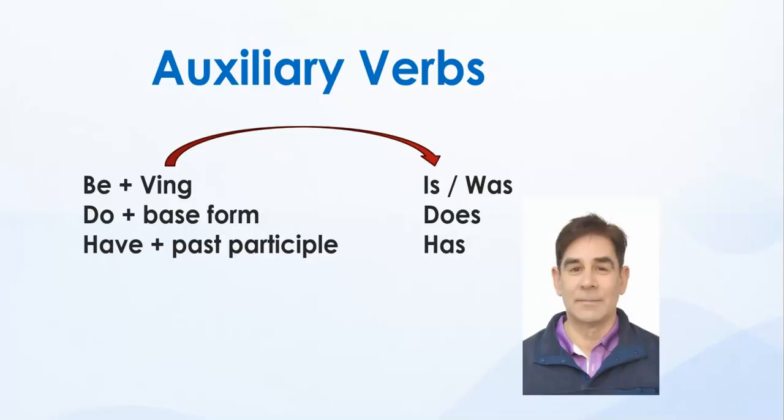Do plus the base form. Does is the S form, and it is used before the main verb. Have plus past participle. Has is the S form, used with the past participle in certain sentences.